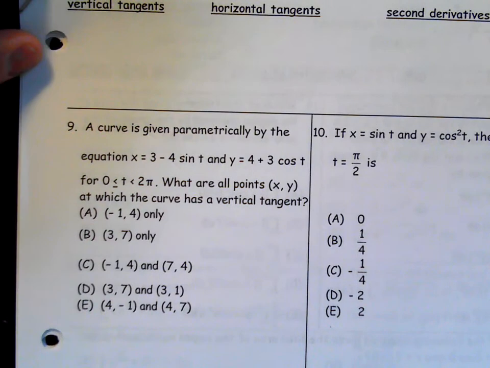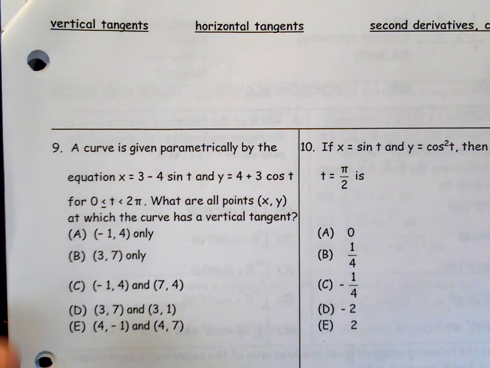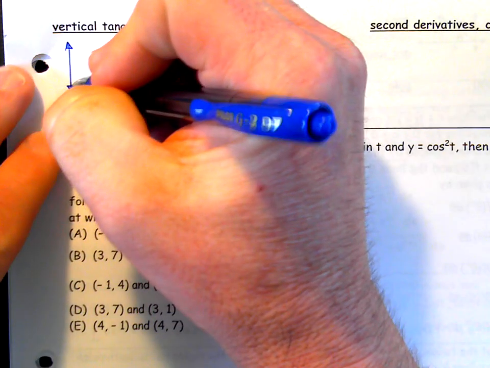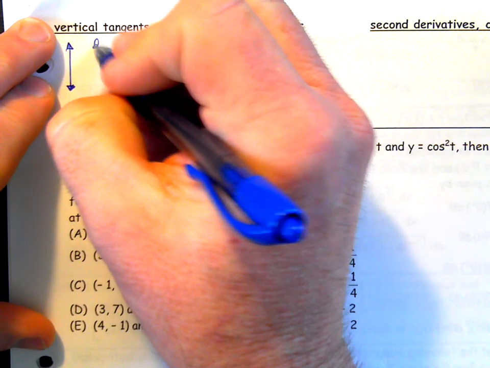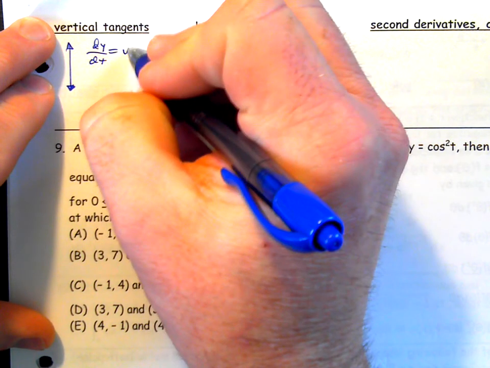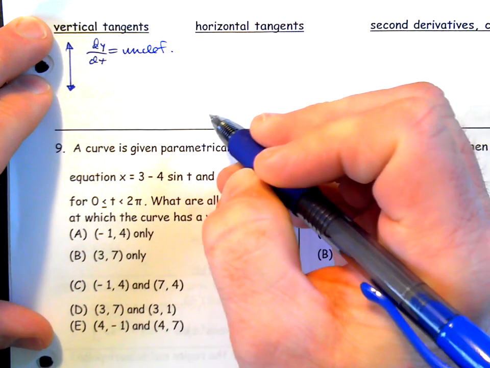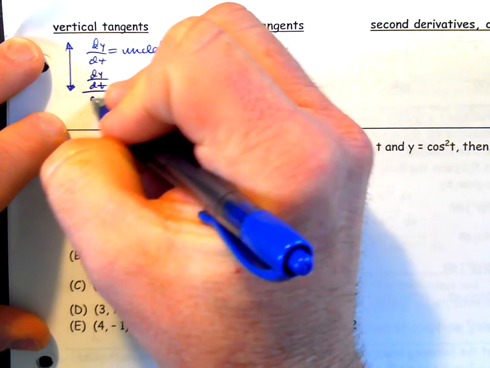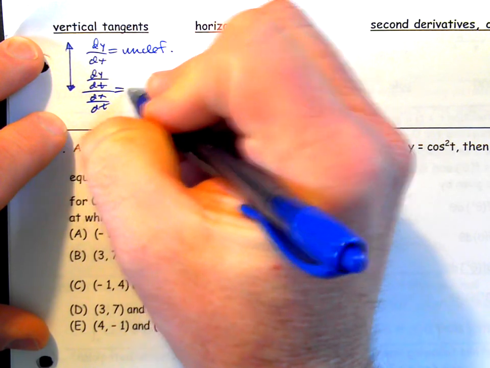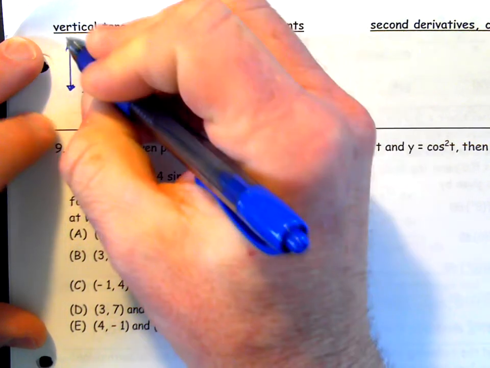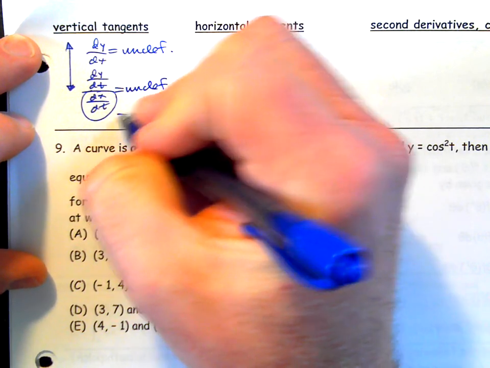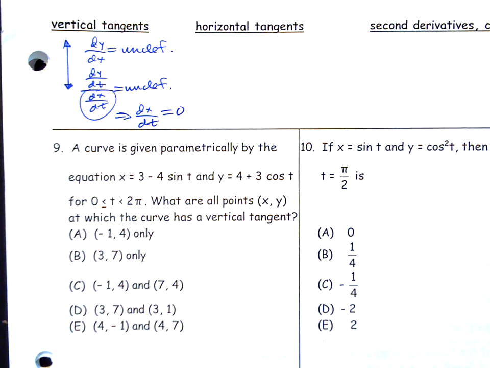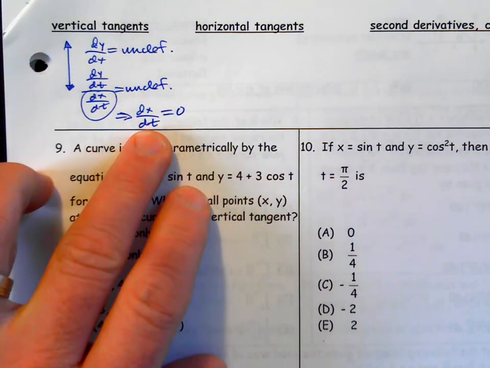Vertical tangent. A lot of times we might ask, when is the object moving vertically? Vertical tangent lines, when we're straight up and down, is when dy/dx is undefined, just in general. That means dy/dt over dx/dt has to be undefined. Undefined in this vertical sense comes when the denominator is zero. You're dividing by zero. So the way you identify when it's vertical is when dx/dt equals zero.